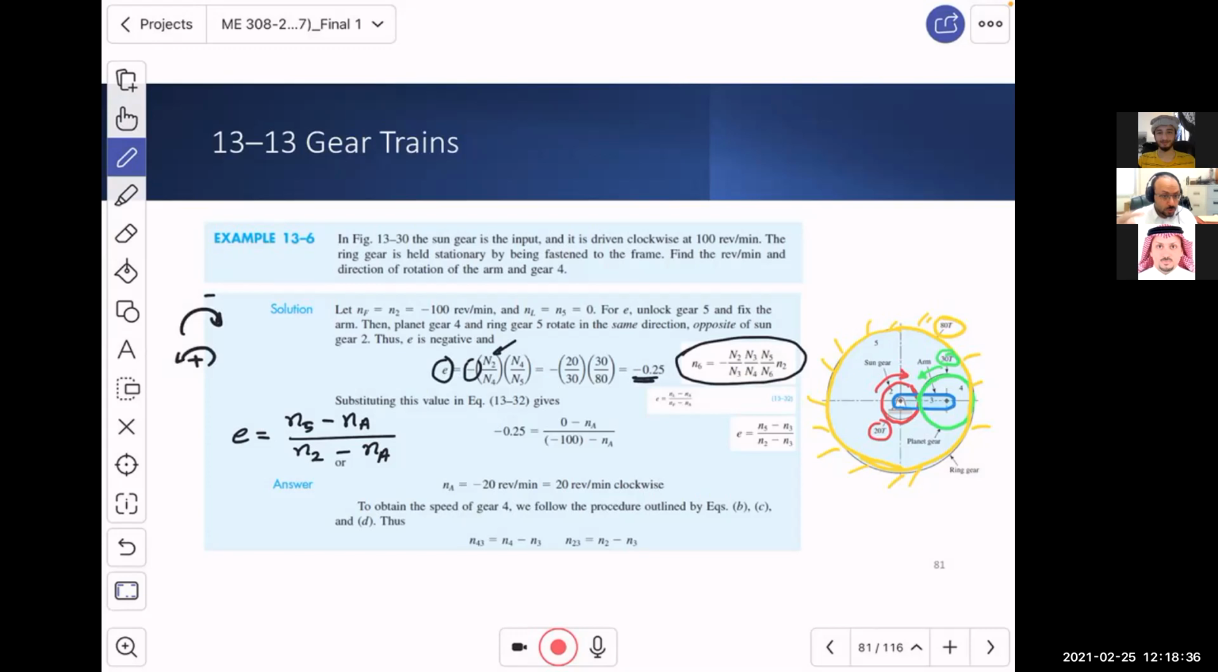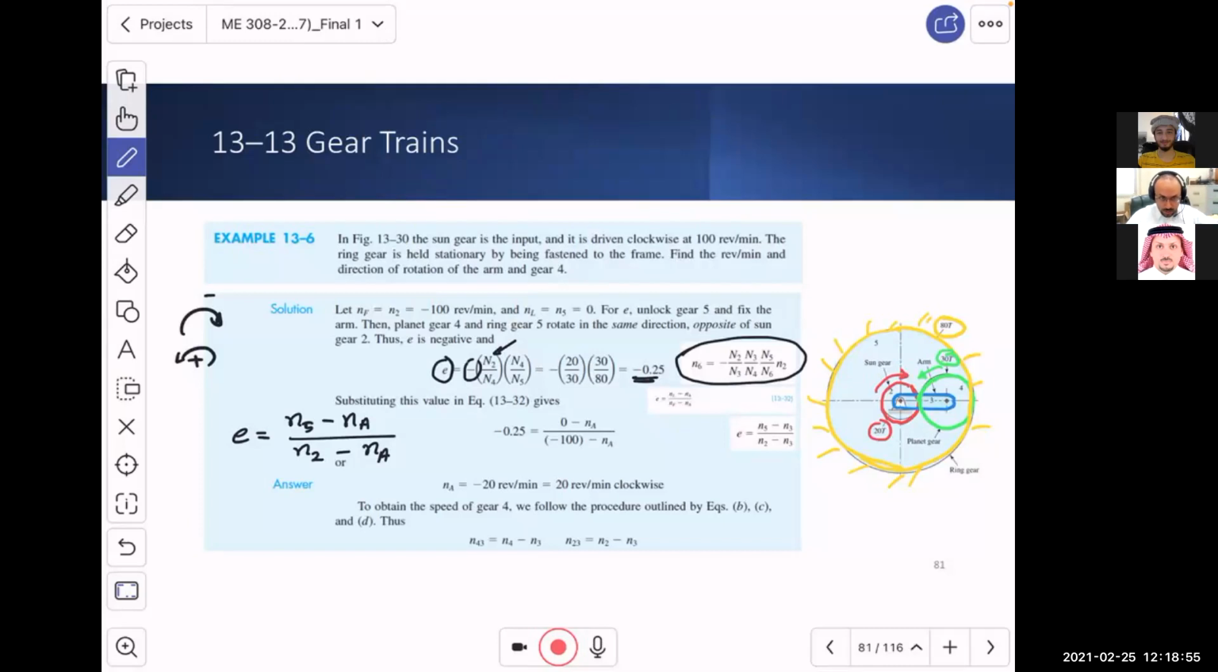Now, the minus 0.25 indicates that if the input is going one clockwise, for example, then the output is going to be counterclockwise.